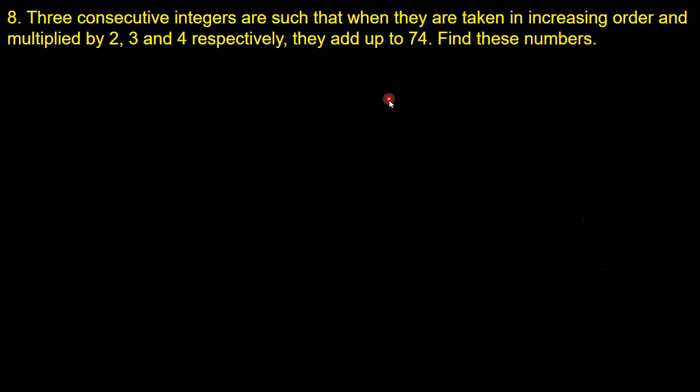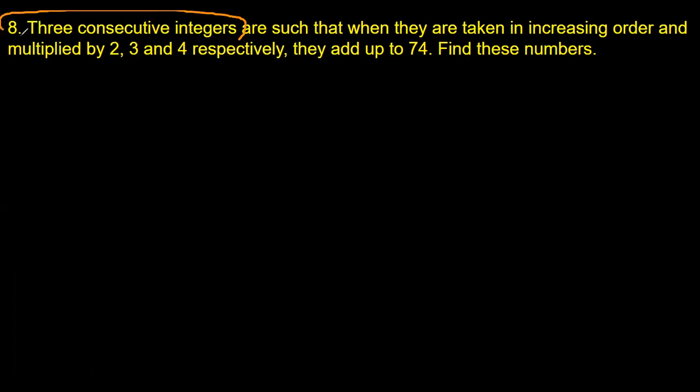Three consecutive integers are such that they are taken in increasing order and multiplied with 2, 3, 4. They add up to 74. Find the numbers. So we need to process the information correctly first. It said three consecutive integers. They are talking about three consecutive integers. Yes, find these numbers.